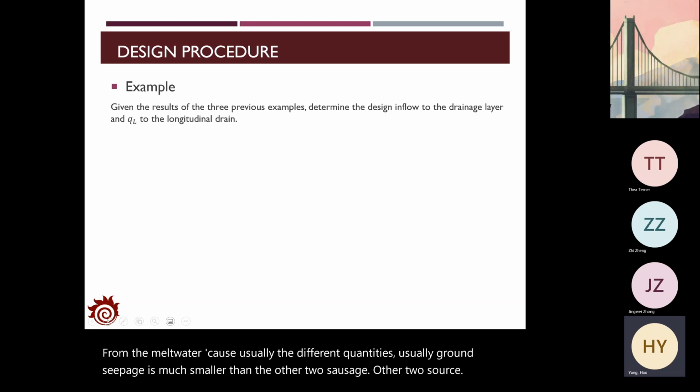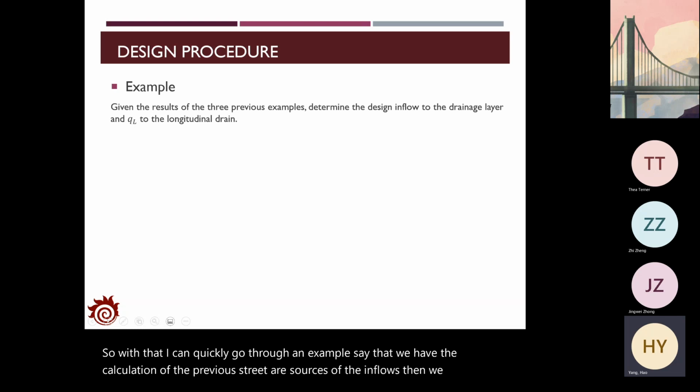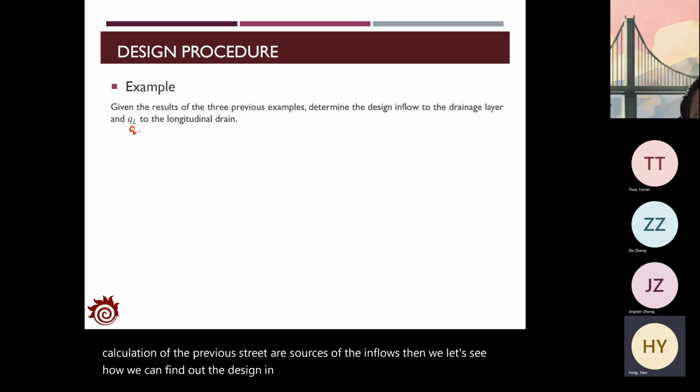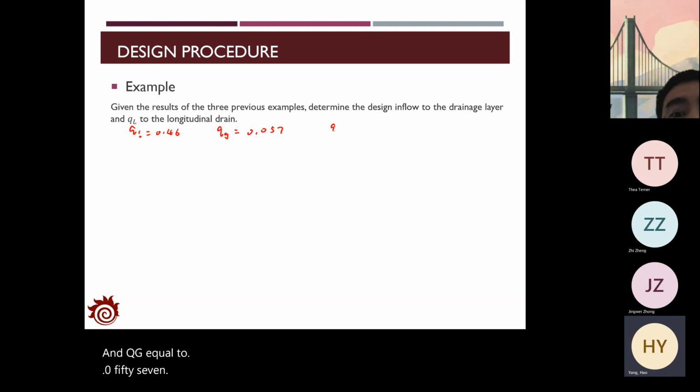So with that, I can quickly go through one example. Say that we have the calculation of the previous three sources of the inflows. Then let's see how we can find the design inflow. We know that QI equals 0.46 and QG equals 0.057 and QM equals 0.43. Also, we have the value of Q1 equal to 0.24.